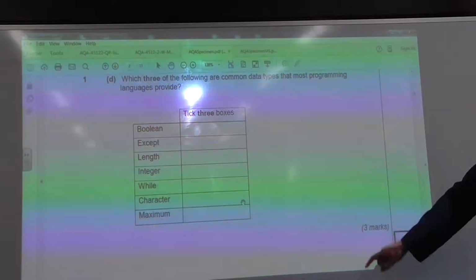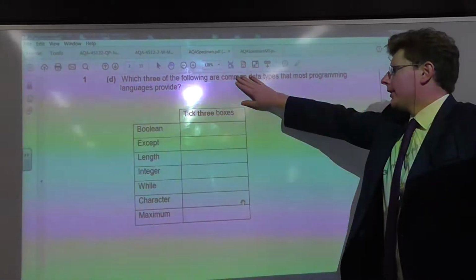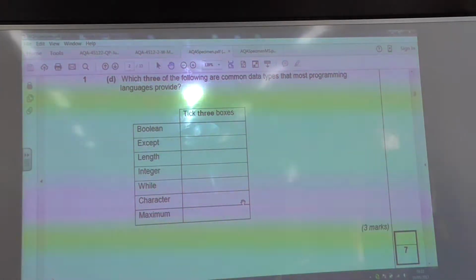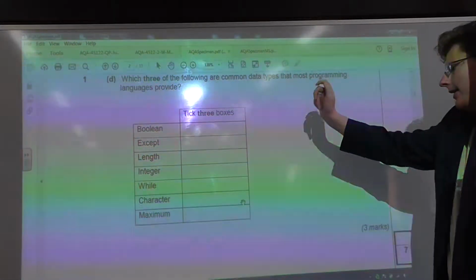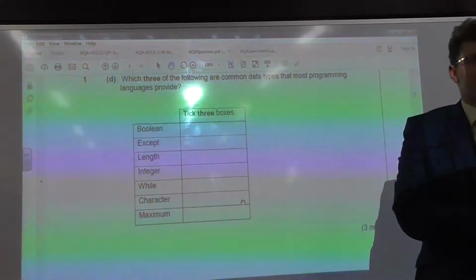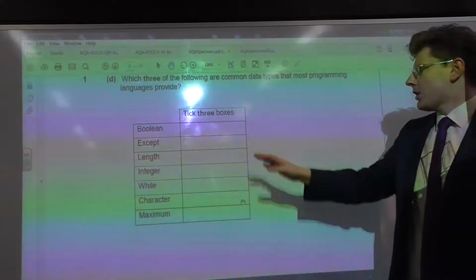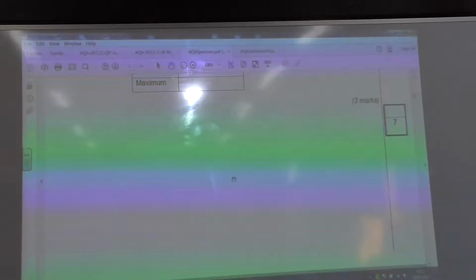We do see quite a few people getting 2 out of 3 on this question because I don't think they've read "common data types". I think they've just thought, what's in a programming language? Boolean, seen that. Integer, seen that. While, seen that. While is in there, but it's not a data type, is it? So again, reading the question properly is essential to your success.